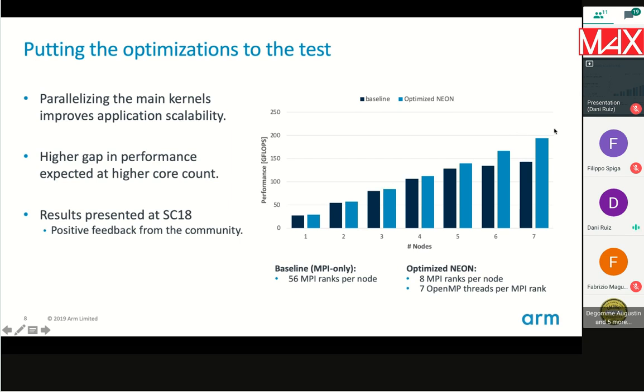And scalability, it's better, plainly better. In fact, the gap in performance we can see at 7 nodes is expected to increase at higher core counts. And as a side note, these results were presented at SC18, and we got positive feedback.